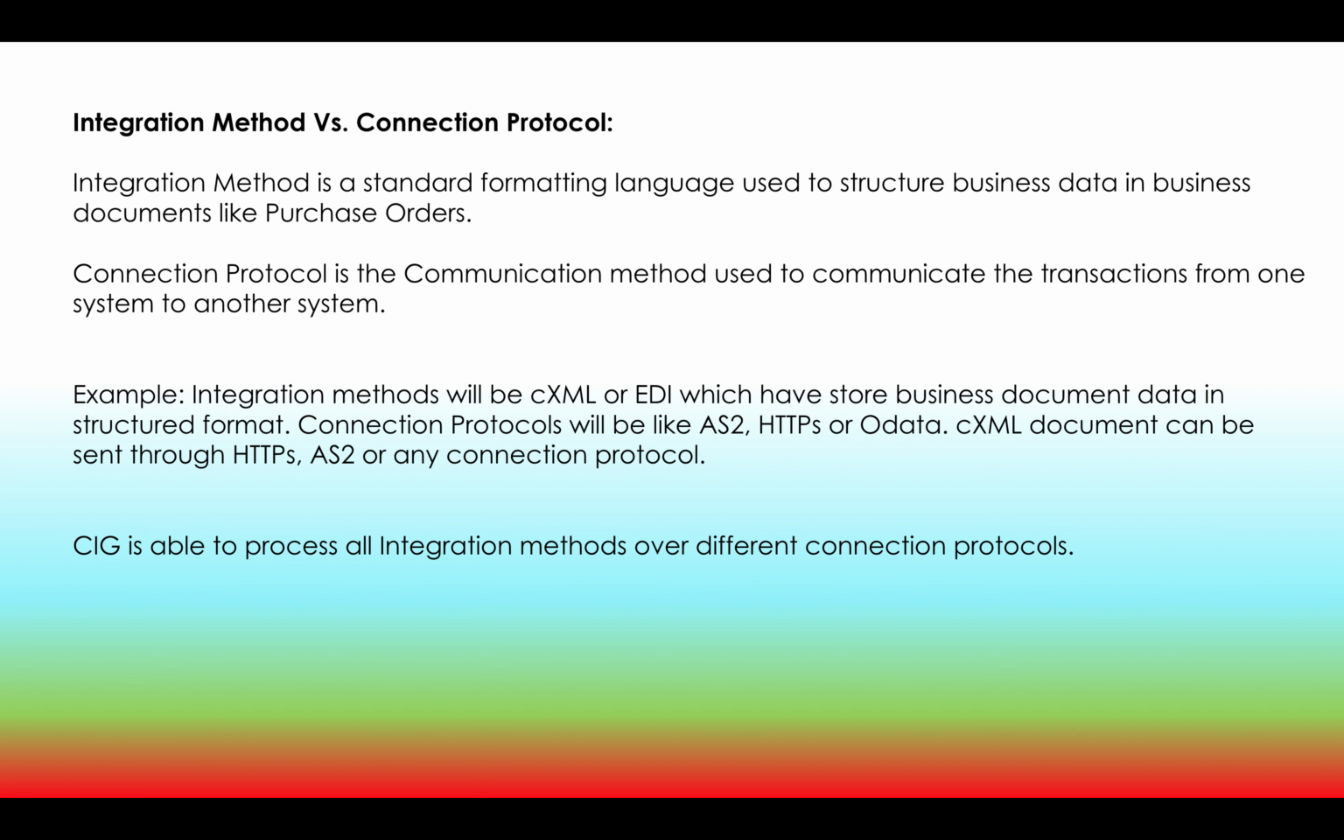Cloud Integration Gateway is able to process all integration methods over different connection protocols. CIG supports all integration methods like XML, OData, EDI formats, whatever the formats. So it processes all the integration methods over different connection protocols. Okay, you understand what the integration method and connection protocol are. Now we go to the next topic.